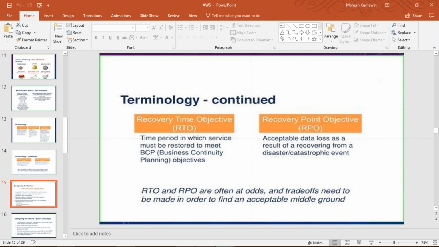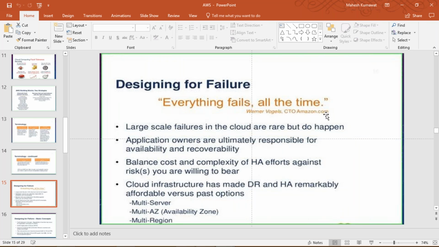So, designing for the future, right? Everything fails all the time. Werner Vogels, CTO of Amazon.com, already tells you that everything fails all the time in AWS environments. So what do you need to do? You require a proactive approach in the AWS environment. Large scale failures in the cloud are rare but do happen. This is what was said by the CTO of Amazon. So you have to be prepared for it.